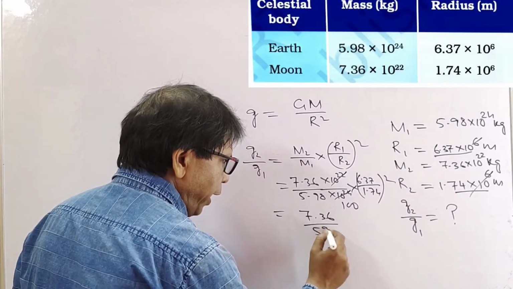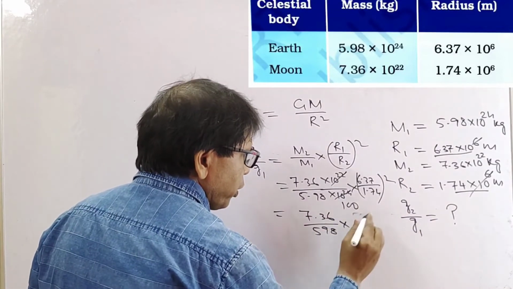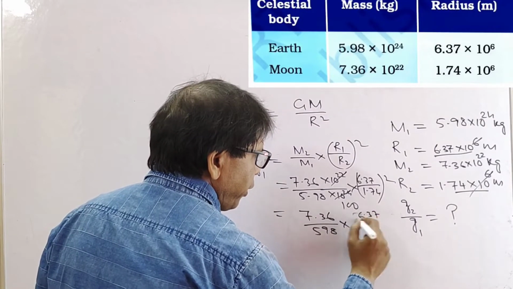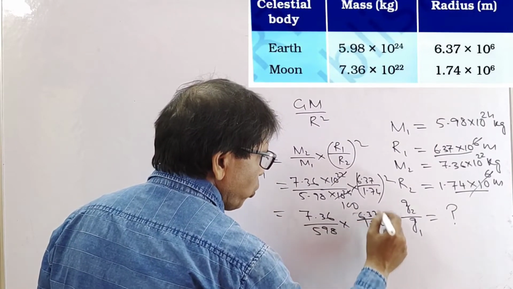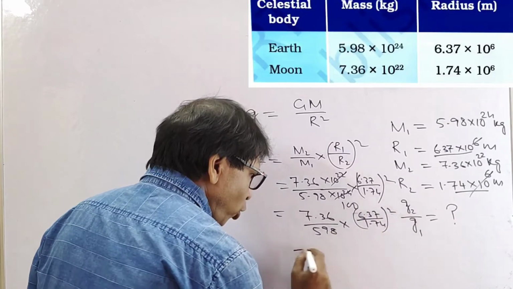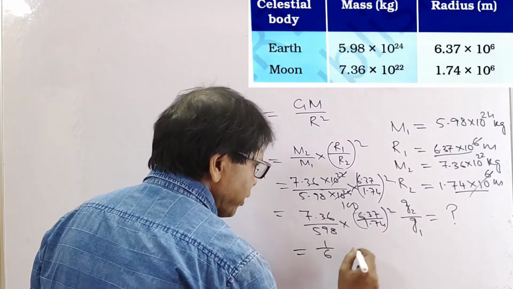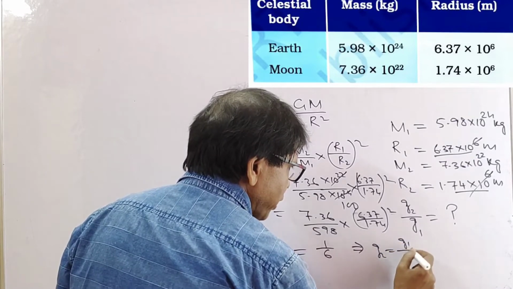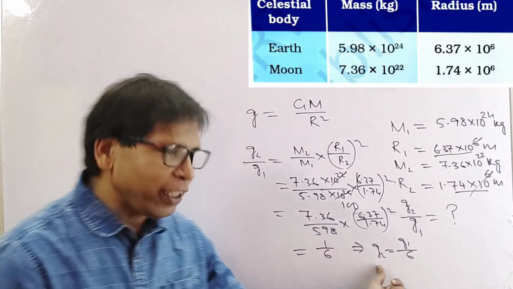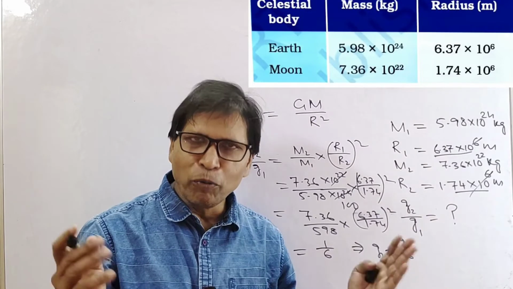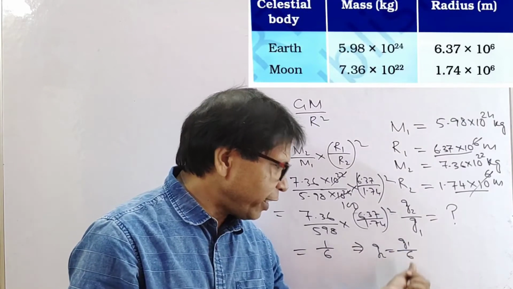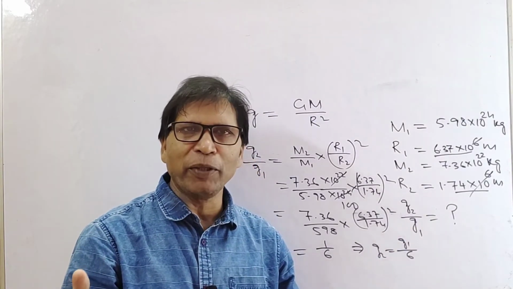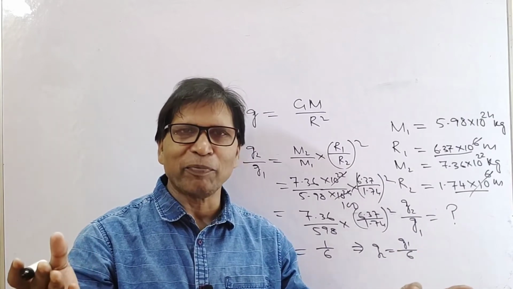So 7.36 by 598 into 6.37 divided by 1.74 whole square. This is almost equal to 1 by 6. Therefore, G2 equal to G1 by 6. Therefore, acceleration due to gravity on the moon's surface is 1/6 of acceleration due to gravity on Earth's surface.